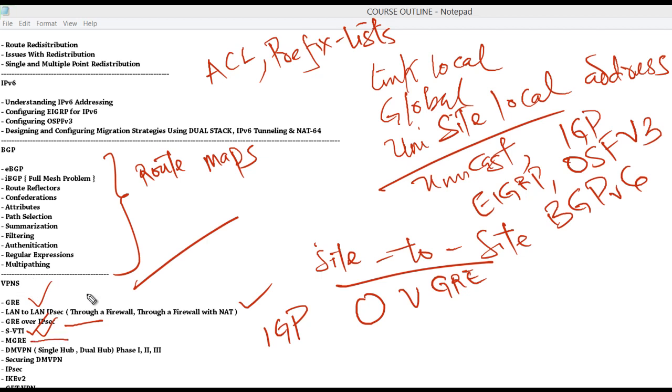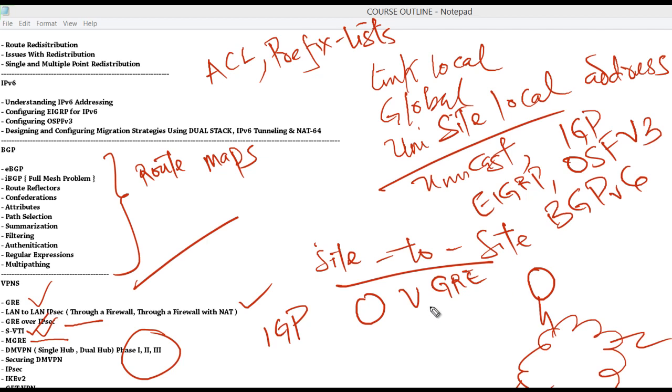We'll talk about mGRE, we'll talk about DMVPN, both for phase 1, phase 2, and phase 3. We'll talk about the single hop. DMVPN is simply a technology that you can use to connect your different sites together, usually via the internet, but actually what you need is basically IP reachability, and you can connect all of your sites together. And we'll talk about it.